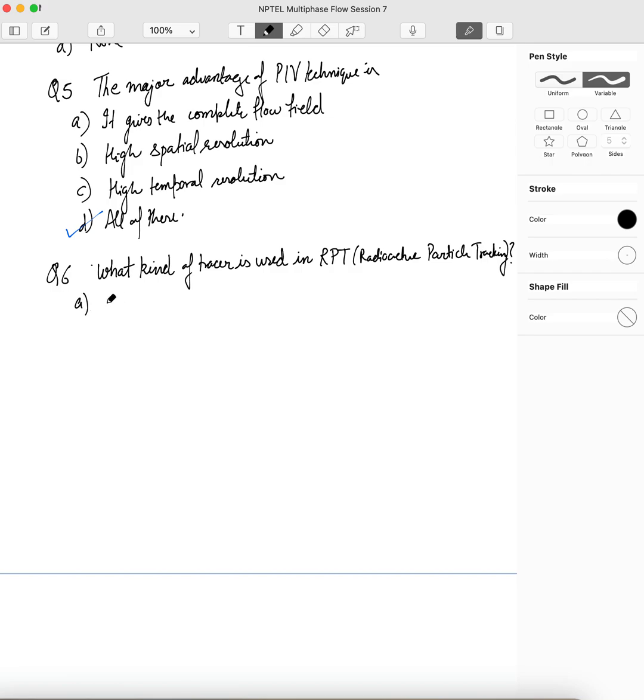Options are gamma ray emitter tracer, positron emitter tracer, neutron emitting tracer, and none of these.